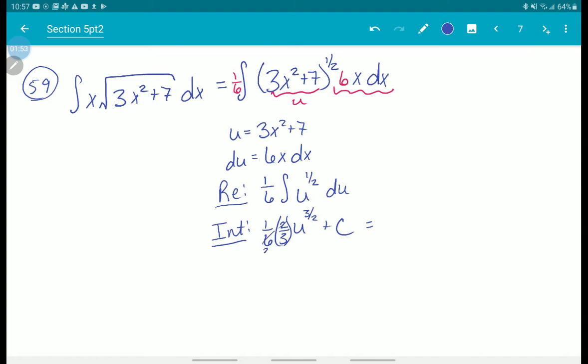Now I like to clean this up. The 2 and that 6 reduce. So we're going to have a 1/9 there. U to the 3/2 plus c. Finally, back substitute in. U was 3x squared plus 7. So there's our final answer.